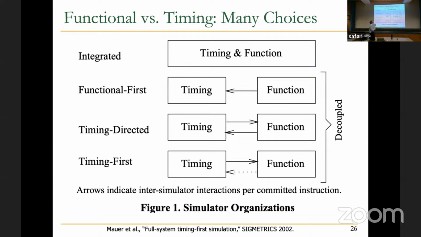So people have done functional first simulation. This is actually very commonly done. This paper over here that I borrowed this figure from is actually proposing a timing first simulator. I'm not going to go into the details exactly, but functional first means that you have a functional simulator that executes the program functionally. You model an ISA, you figure out the result of an add instruction, and then you feed that information. So you have all the knowledge at the beginning of the simulation.